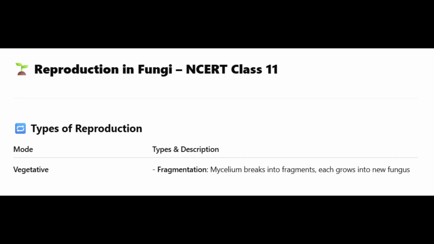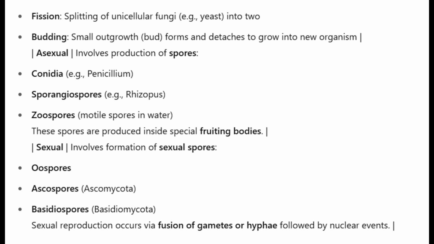Fragmentation. The fungal mycelium breaks into pieces. Each fragment has the potential to grow into a new fungus. Fission. Seen in unicellular fungi like yeast, where the cell splits into two daughter cells, a method similar to bacterial division. Budding. Also in yeast, a small bud forms on the parent cell, grows, and then separates to form a new individual. These methods help fungi grow rapidly in suitable conditions.